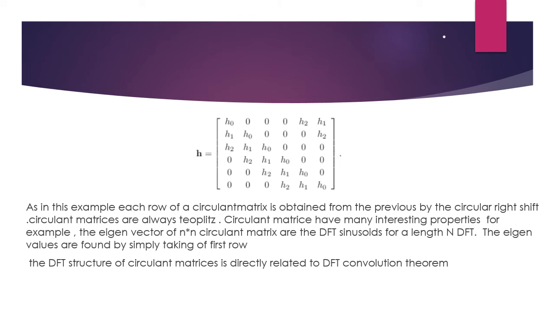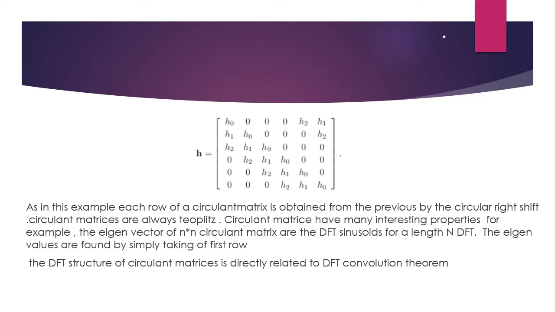Circulant matrices have many interesting properties. For example, the eigenvectors of an n by n circulant matrix are the DFT sinusoids for the length n DFT. The eigenvalues are found by simply taking the DFT of the first row. The DFT structure of circulant matrices is directly related to the DFT convolution theorem.